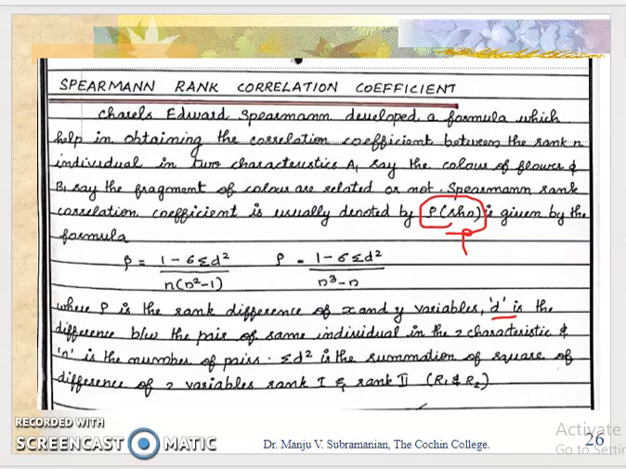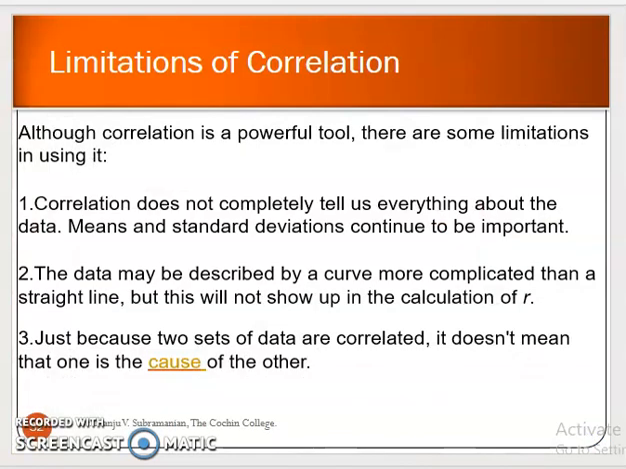Then there are certain limitations for this correlation. This correlation does not completely tell us anything about the data. The means and the standard deviations continue to be more important. In order to calculate this correlation, we are purely dependent upon the mean values, isn't it? So that's a limitation. Then the data may be described by a curve more complicated than a straight line, and thus it will not show up in the calculation of the R value.